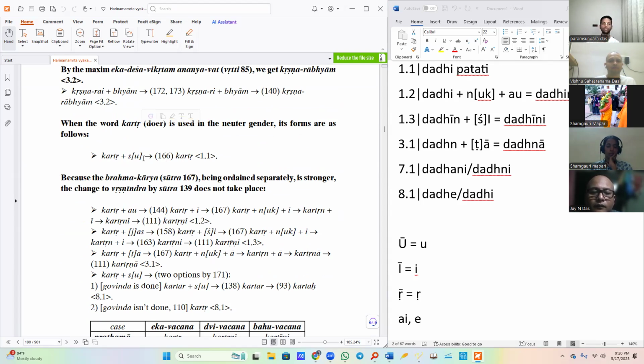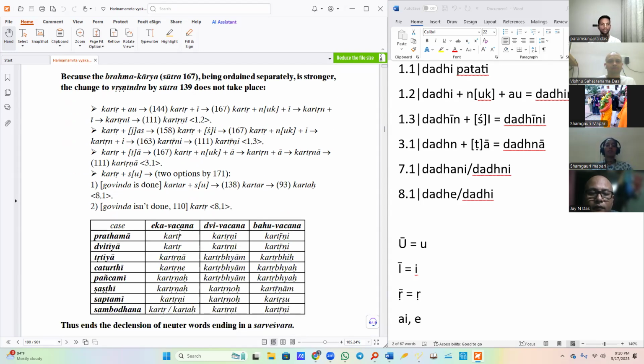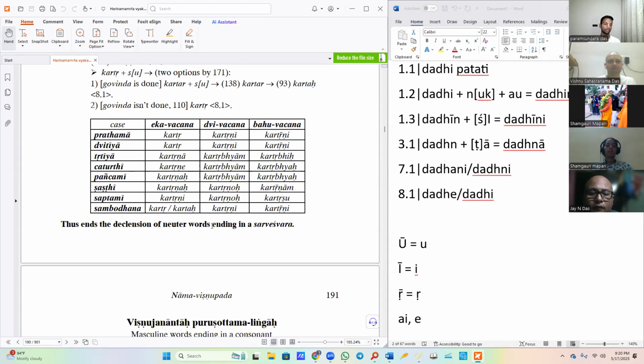So Kartri plus Su. Su is deleted by Brahmanta. What is that sutra? Brahmato Samur Mahara. So we get Kartri, and we simply keep on applying the same set of rules. Kartrini, Kartrini, Kartrina, Kartribhyam, ityadi. Thus, we complete the whole Sarveshwaranta Prakaranam: Purushottam Linga, Lakshmi Linga, Brahmalinga. Next, we'll begin with Vishnu Janata.